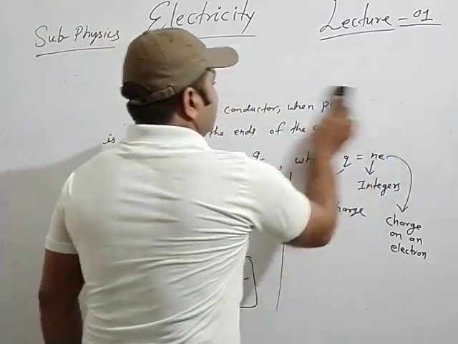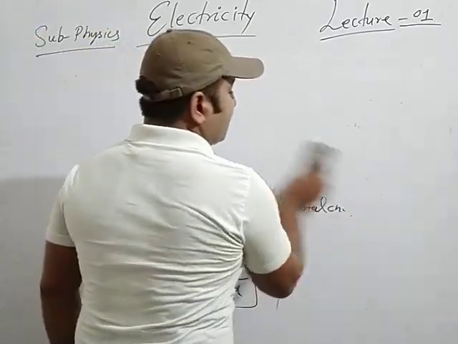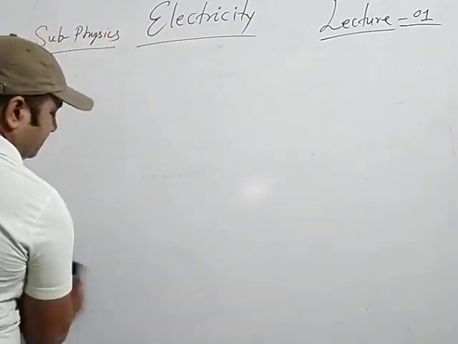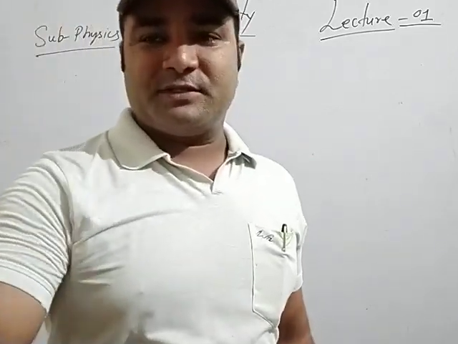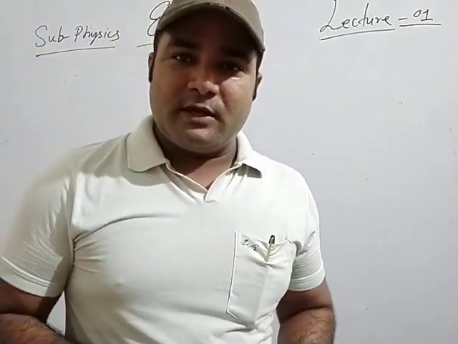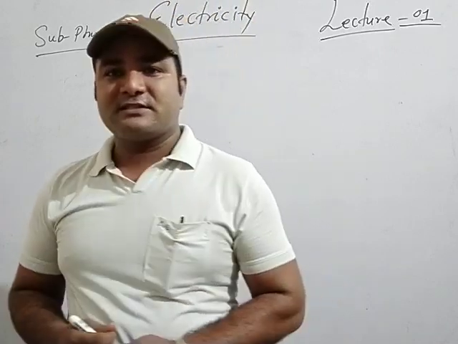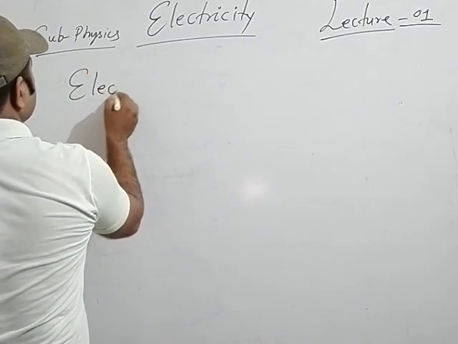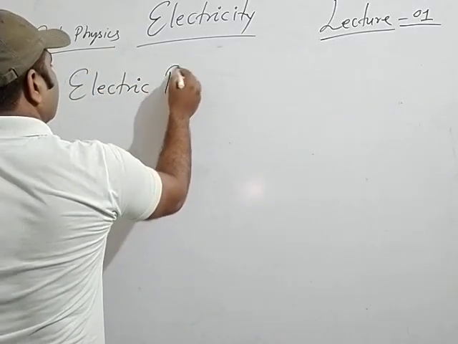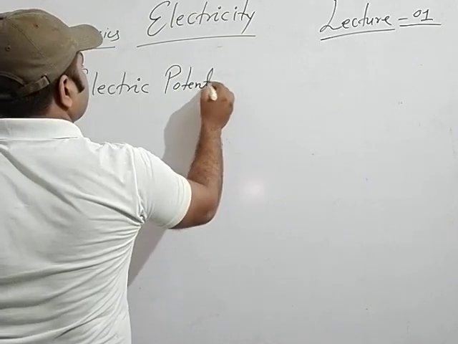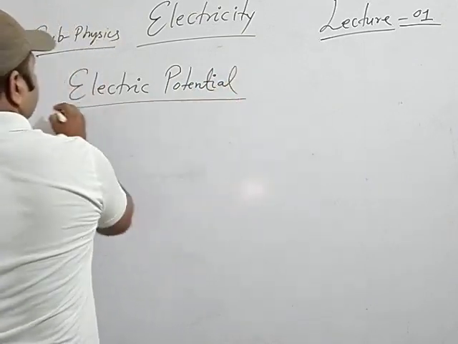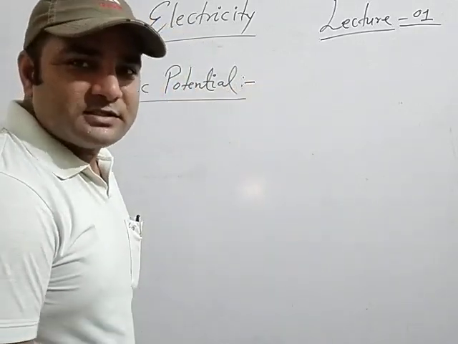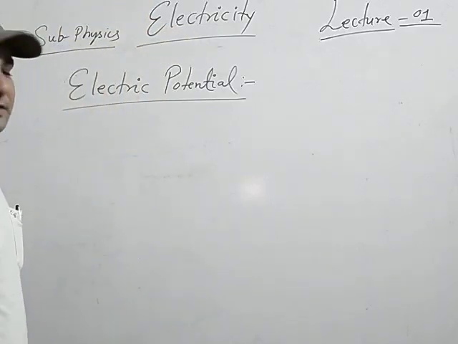And the concept of potential difference is very easy. Potential difference is nothing, just the concept of work. Very easy concept. Before understanding potential difference, you have to understand the concept of potential, or electric potential. Electric potential is simply used as potential. Just see about electric potential.